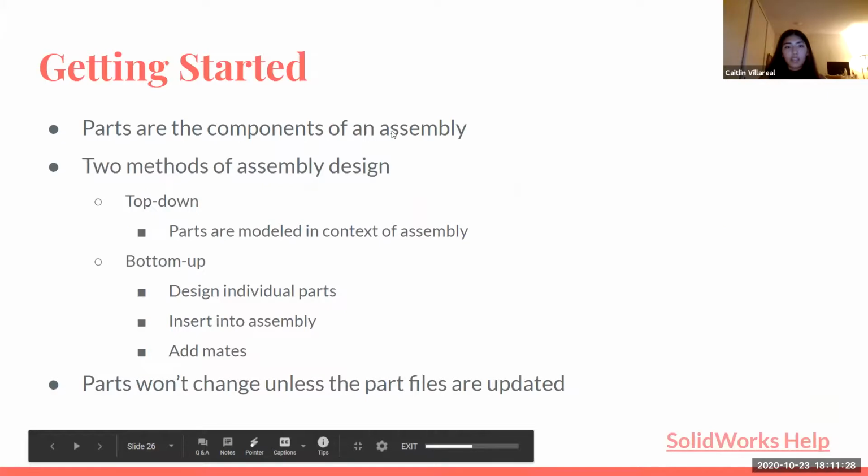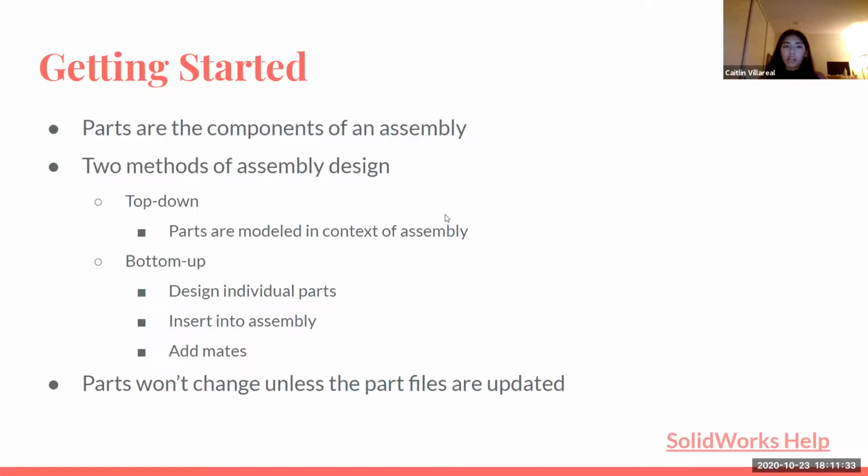So parts, like I said, are the components of an assembly, and there are two methods to design your assembly. One method is called top-down, where you model your parts in the context of your assembly, but we won't be going over that because that's a little bit more complicated. We're going to be focusing on bottom-up design. So basically, as Vicky showed you, you design the individual parts, and we're actually going to be using the part that she designed, and then you insert that into an assembly, and then you add mates in order to piece your pieces together. So say you want a screw to fit in a hole, you can use mates in your assembly to design that. And your parts won't change unless your part files are updated.